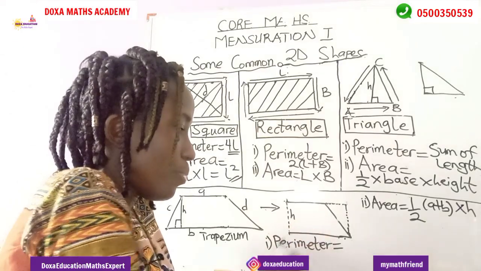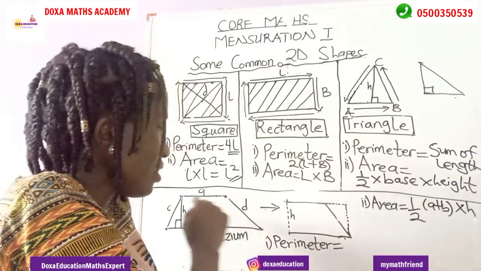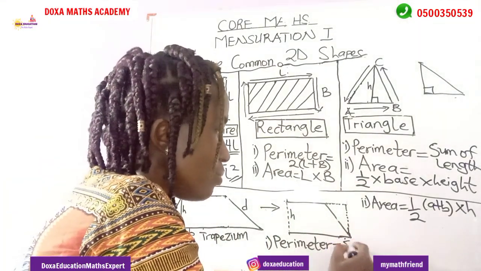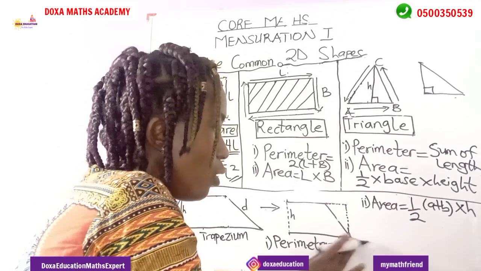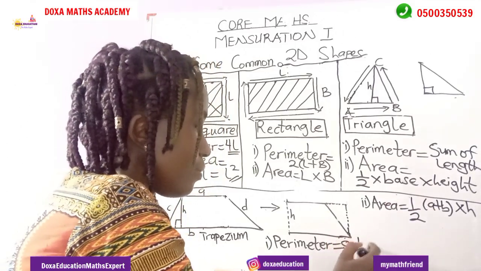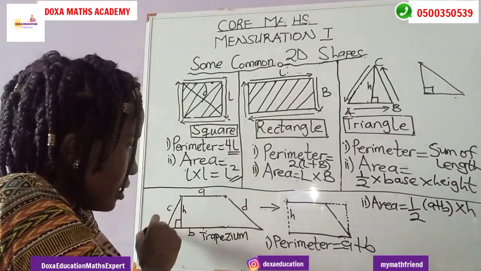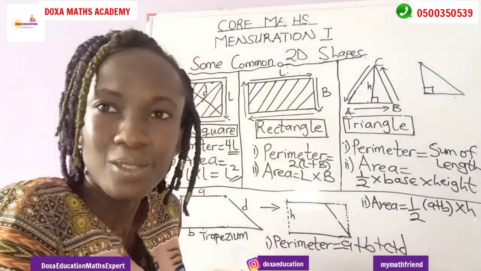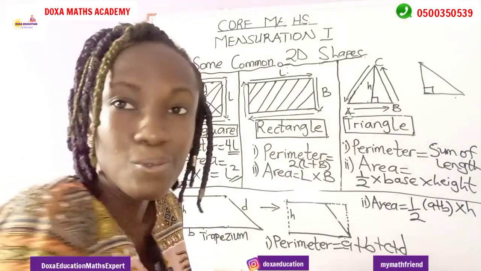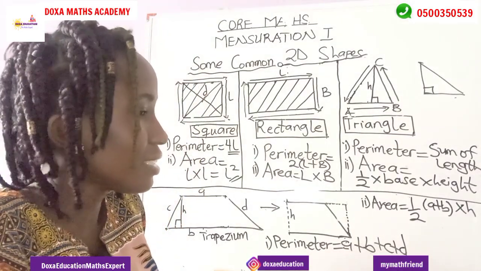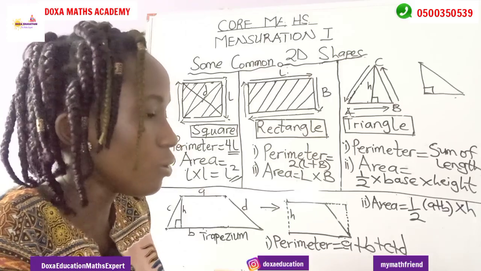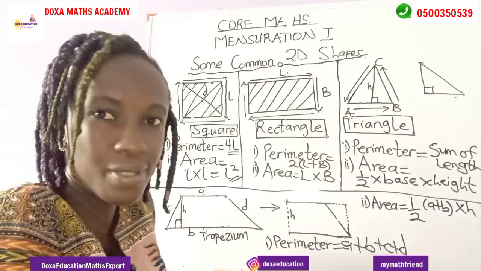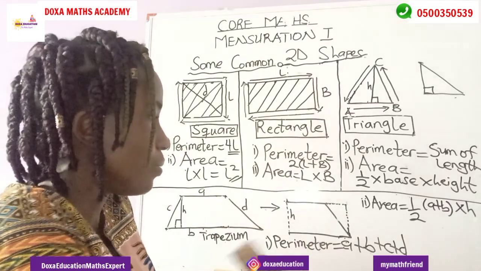Now, when you go to perimeter, the total distance around it, the perimeter still remains the sum of all lengths. So you have A plus B plus C plus D. That is it with perimeter. Very well. I trust that you really understand this lesson. Okay, we're going to look at other shapes.